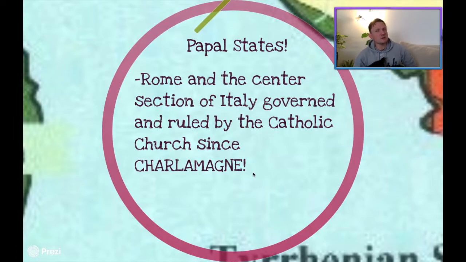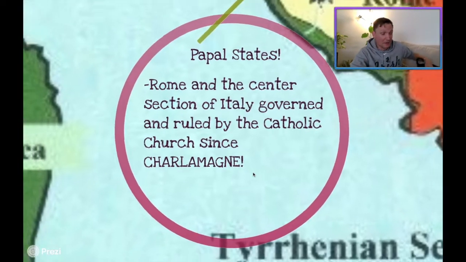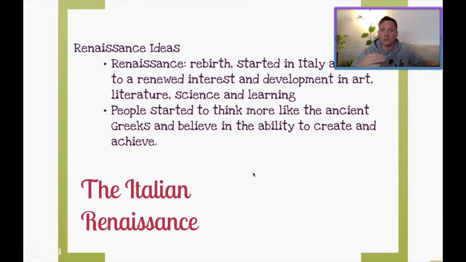which I know sounds a little bit weird. Why does the Catholic Church have a country of its own? We'll get into that a little later when we talk about the Reformation, right? The thing is, that Papal States area, that's what Rome was. Rome was the major city and focal point of that place. So that's the Papal States. You will need to know about them going forward.